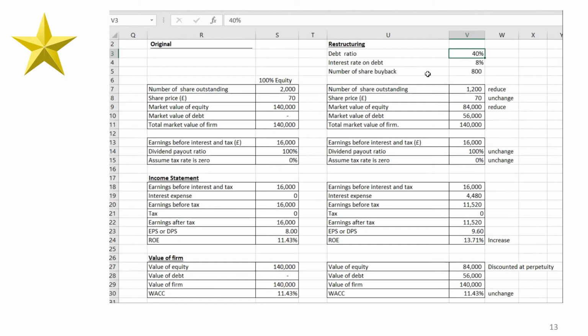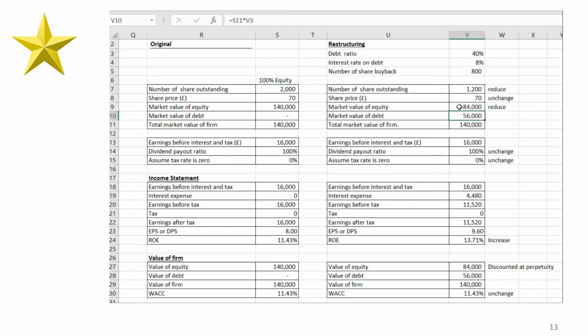When the company changed its capital structure to 40% debt and 60% equity, the fund raised from debt issue is 56,000. The fund is used to buy back some shares. Assuming the share price remains at £70, the number of shares outstanding reduces to 1,200. The proceeds from debt issue, 56,000, is used to buy back 800 shares at £70.